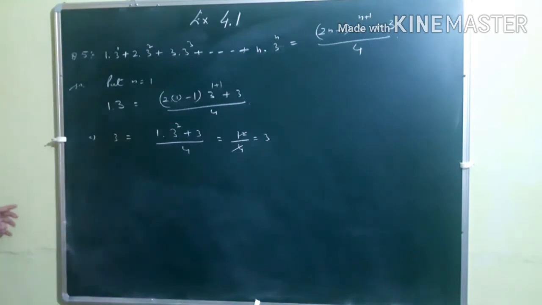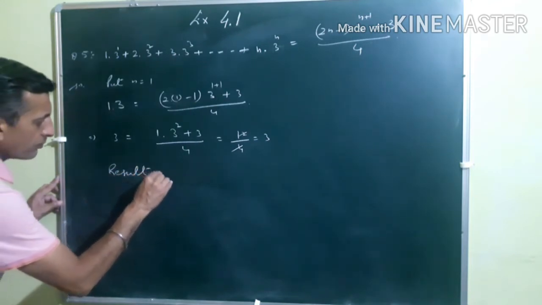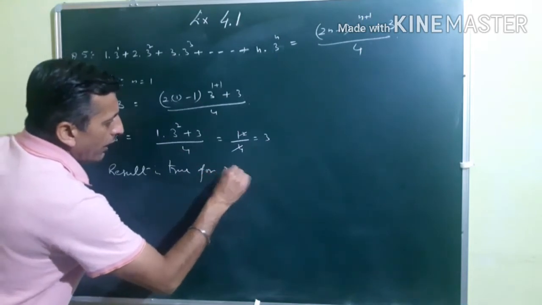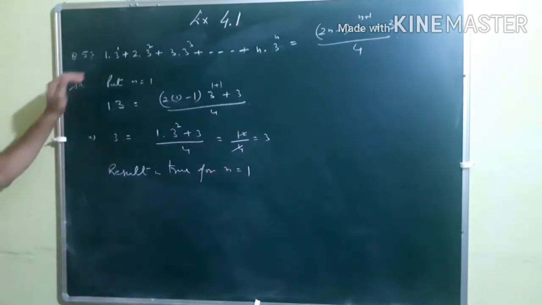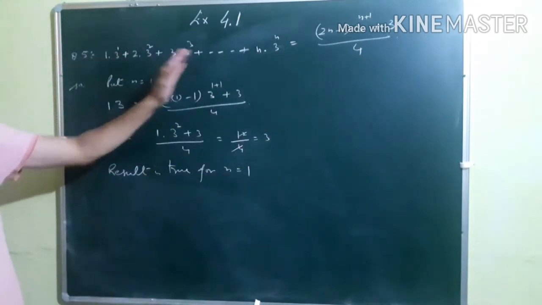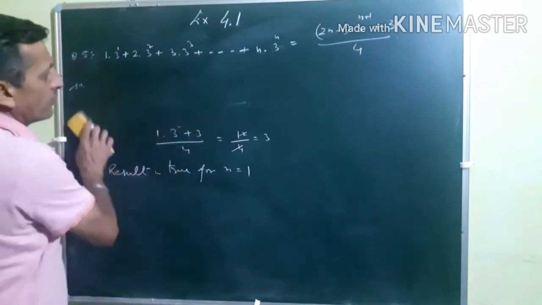So you see your left hand side is equal to your right hand side. That means the result is true for n is equal to 1. So when we put n is equal to 1, you have to use the natural numbers here. So when n is equal to 1, in this case your result is true. So this was the idea, and after this I am going to use step number 2.